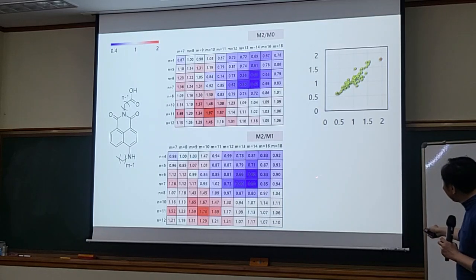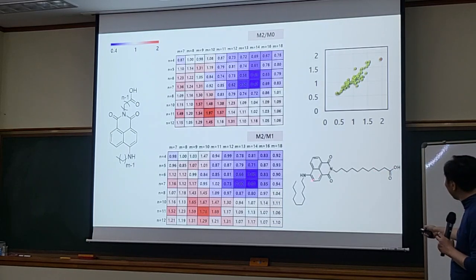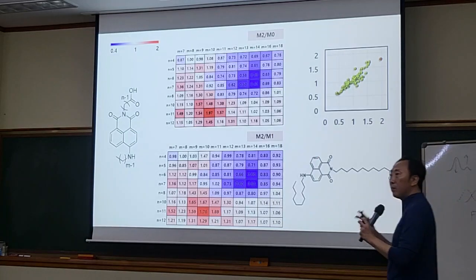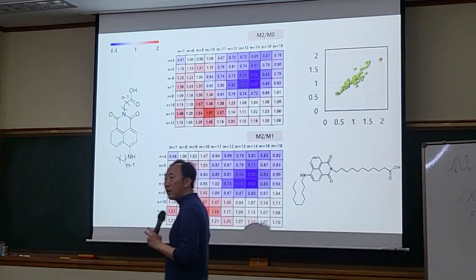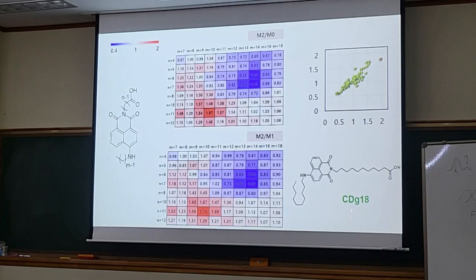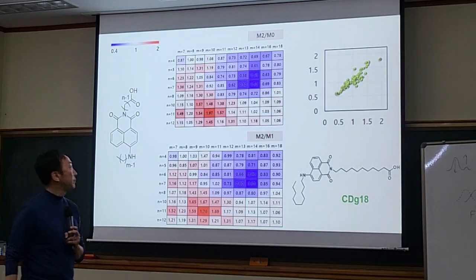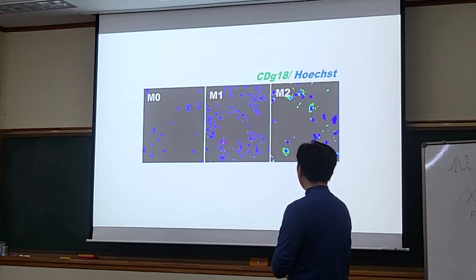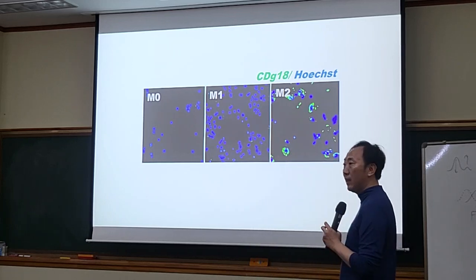If you look at this part, it looks like a lipid molecule, a fatty acid, and the biological system recognizes this as a lipid molecule. This molecule is named CD green 18, a compound with a green color. It shows that M0 is not stained, M1 is not stained, and M2 is selectively stained like this.